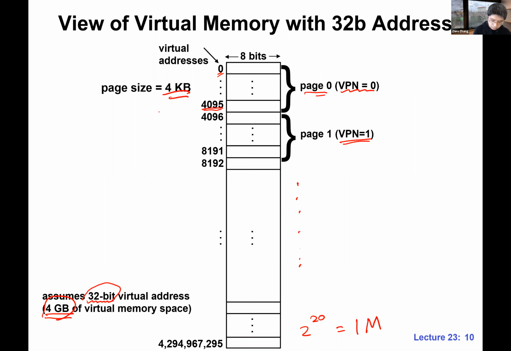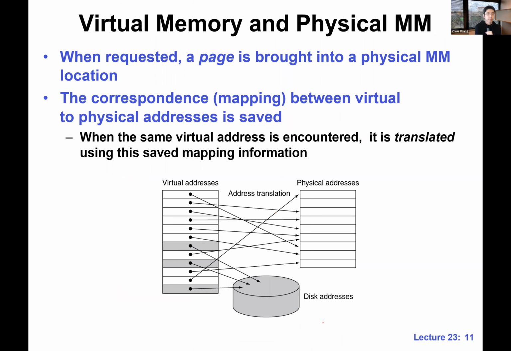Very good. This is 4 times 2 to the 10, which is 2 to the 12. So 12 bits in the virtual address will be allocated for the byte offset. And the other 20, which is something we just agreed on: we have 2 to the 20 pages, so we have 20 bits for the VPN.